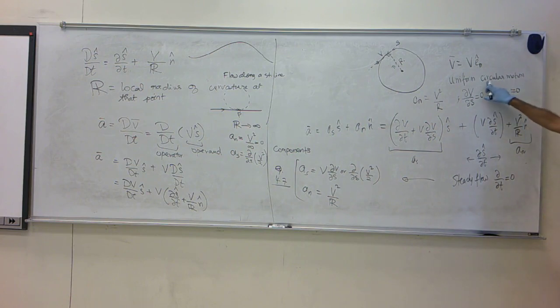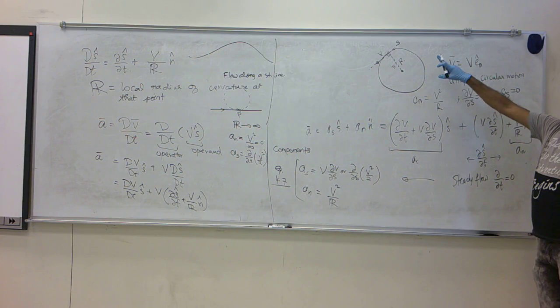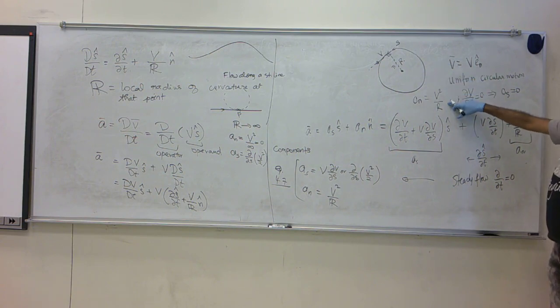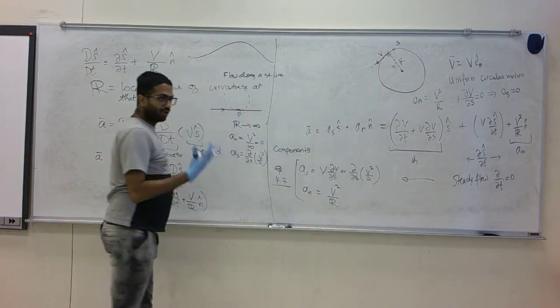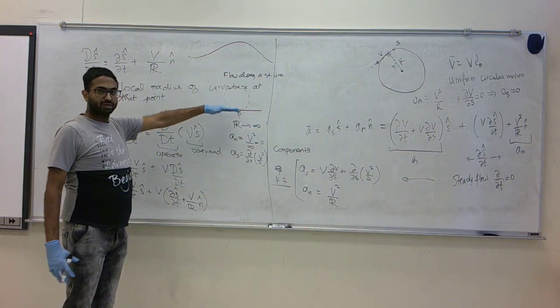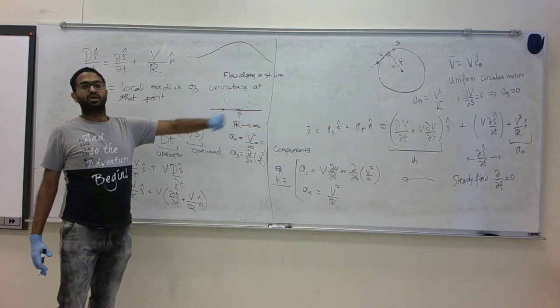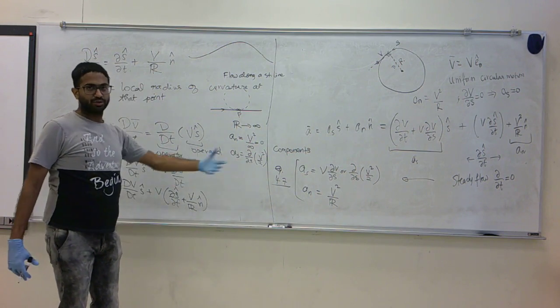So uniform circular motion means purely tangential motion, all your acceleration is along the normal. Motion along a straight line or flow along a straight line means all your acceleration and velocity is along the streamline direction. We will see more examples of this as time goes on.